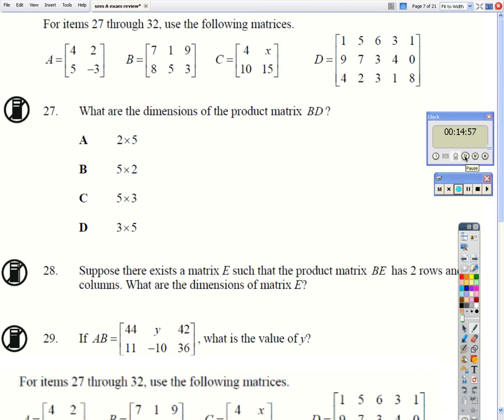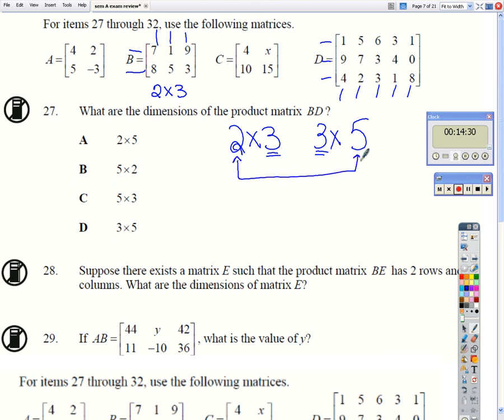So when we multiply matrices, we have to compare the dimensions. The dimensions of B is 2 by 3. It's rows by columns. And the dimensions of D are 3 rows by 5 columns. These numbers need to match in order to be able to multiply, and they do. So the outside dimensions become the new dimensions of the new product matrix.